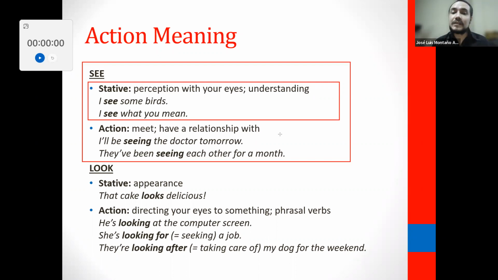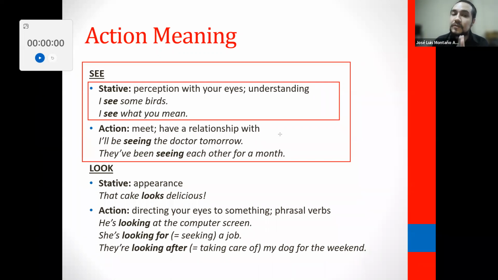We've been seeing each other. It's see each other for a month. So it means you have been in a relationship. We have been in a relationship for 5 years, or we have been seeing each other for 5 years. And again, it's to be in a relationship.